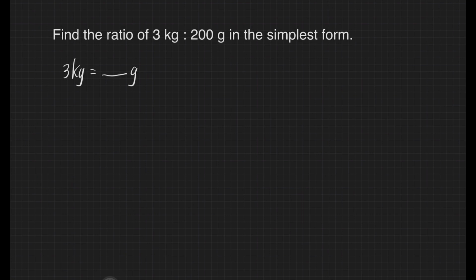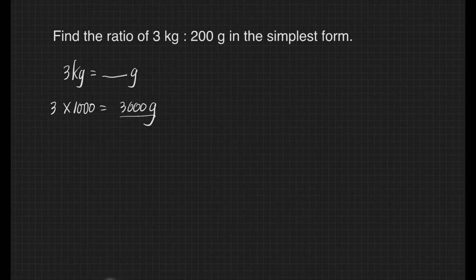How many grams are there in 1 kilogram? There are 1,000, so 3 times 1,000 is equal to 3,000 grams. Now we can do lowest term. Our new ratio is 3,000 grams is to 200 grams.